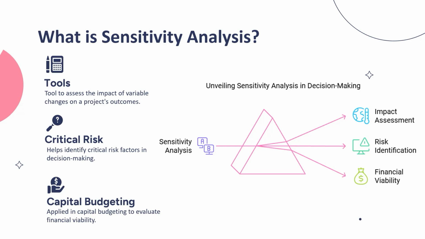And we look at our critical risk. This helps identify critical risk factors in decision making. So just like tools, there are critical risks that we must investigate before we take one step forward. And then we have capital budgeting, which is applied to evaluate the financial viability. Is this a good financial move to make, say, with this fictitious game? Do we invest money into this project or not?